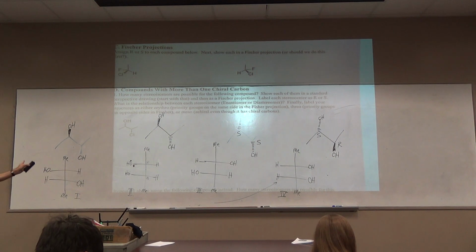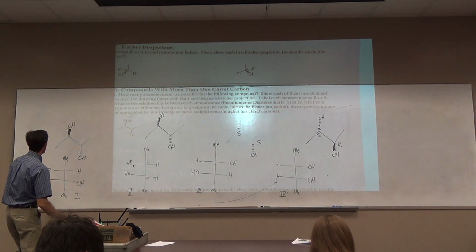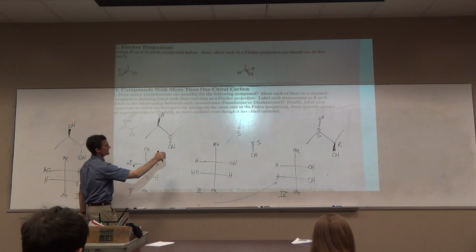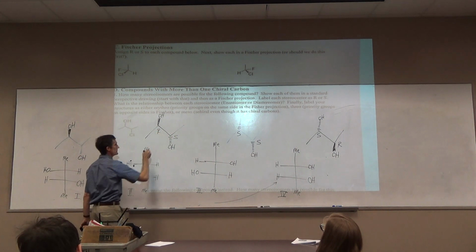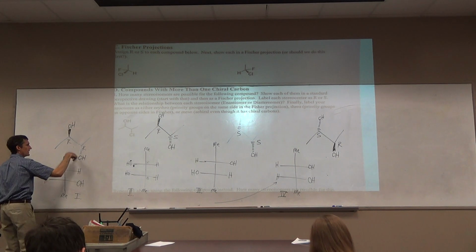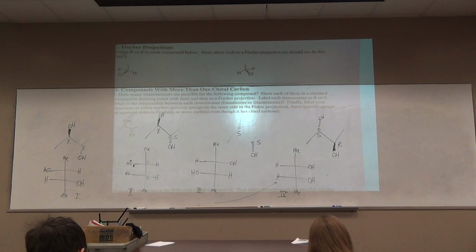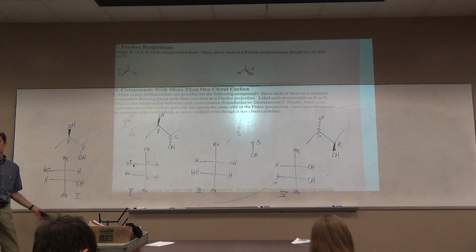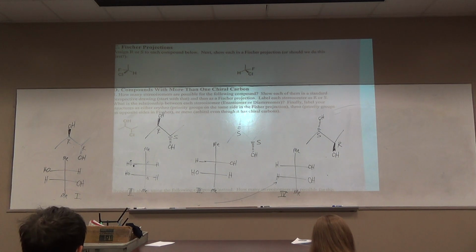What's the relationship between 1 and 3? By the way, we can do R and S. I'll bet you a steak dinner that if that's SS, this is RS, and this should be RR, because the priorities are still the same. We had a chlorine here and it was number 1. With an OH there, now it's number 1. What's the relationship between 1 and 3?